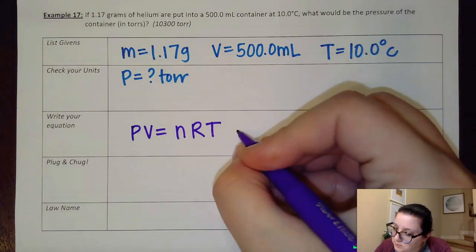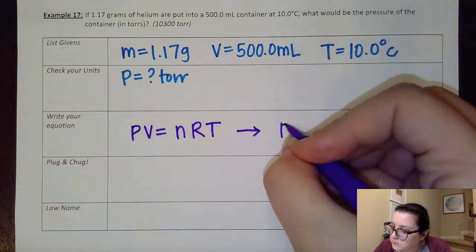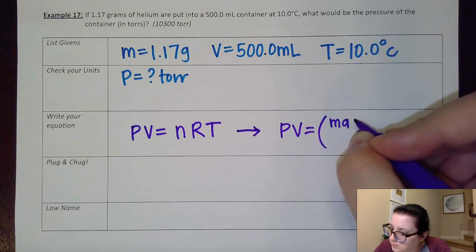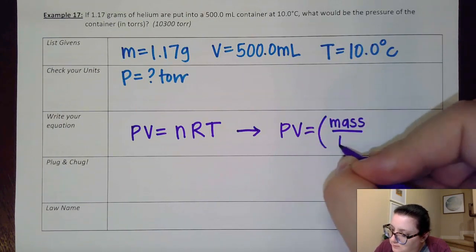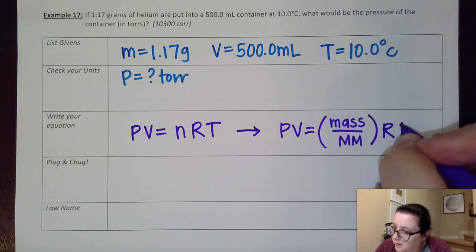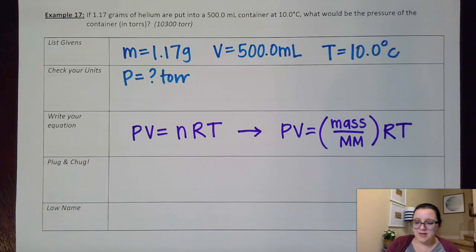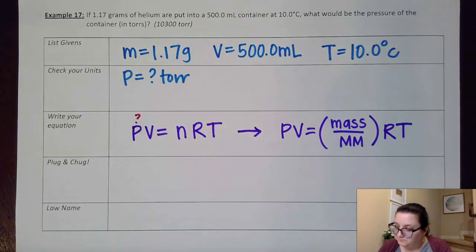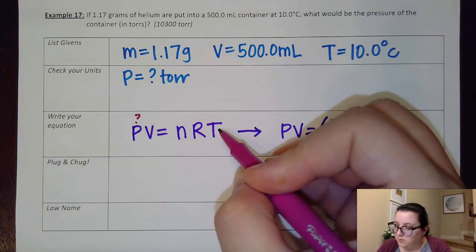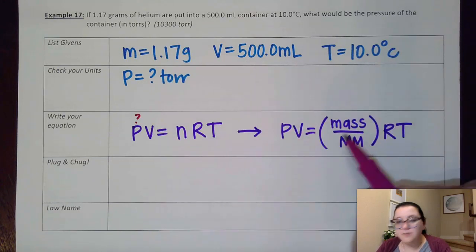So what I'm going to do is rewrite this as PV equals mass over molar mass RT. All right, so now I need to check my units and make sure I have all of the variables that I need. I'm looking for pressure, so I know that's going to be unknown. I have my volume, I have my temperature right now. So let's think about what we're missing.